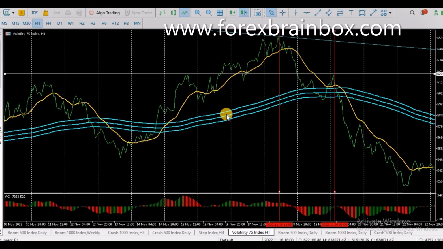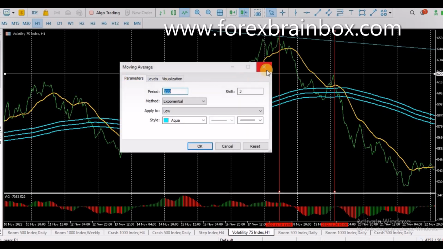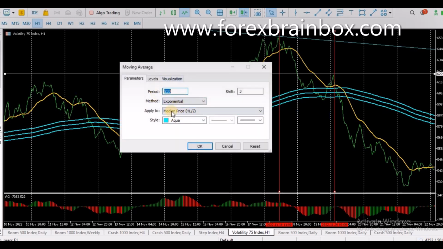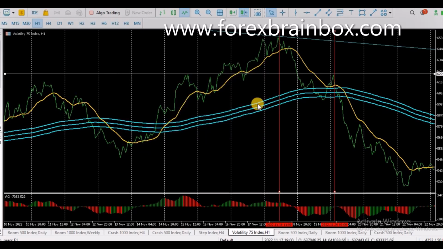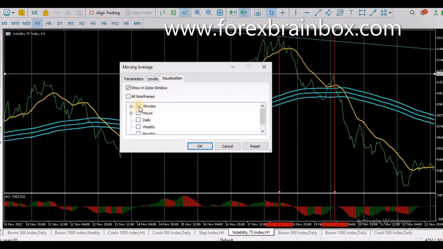You see these moving averages here. They are just very simple moving averages. 233 low, moving average. You can pause the video to see the settings. Median, 233 shift, and the same thing with this one, high. You can see the visualization. I set it on minutes and hours. You can do whatever you want.